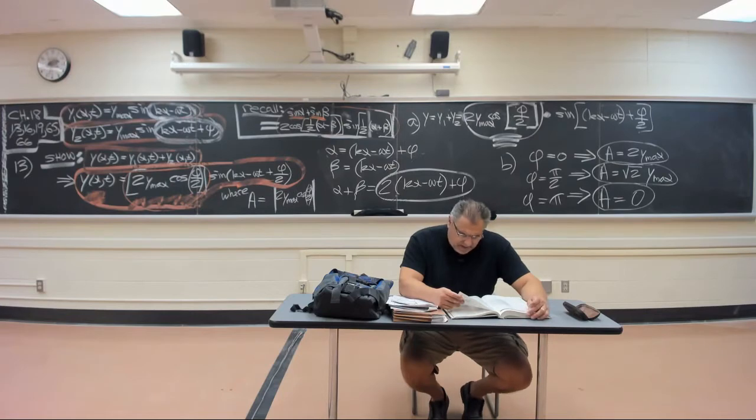A, B, C, D. A, what is the distance between the adjacent nodes? B, if the angular frequency of the oscillator doubles, what happens to the distance between the adjacent nodes? C, if the mass of the block is doubled instead, what happens to the distance between the adjacent nodes? D, if the amplitude of the oscillator is doubled, what happens to the distance between adjacent nodes? So they're asking what the distance between adjacent nodes is, and what happens to it if you double the angular frequency, double the mass of the block, or double the amplitude.